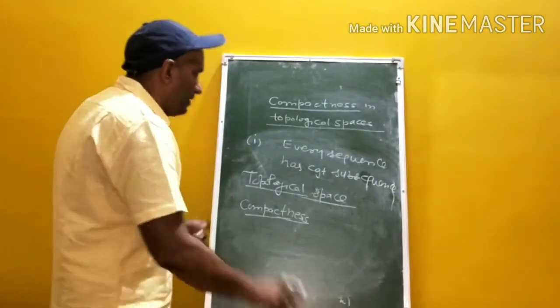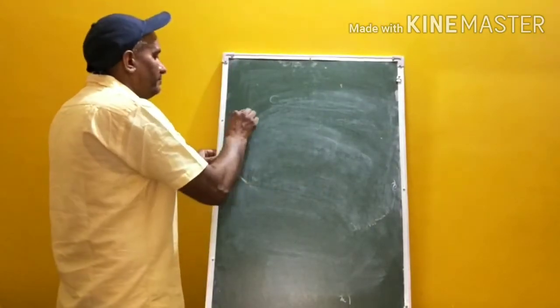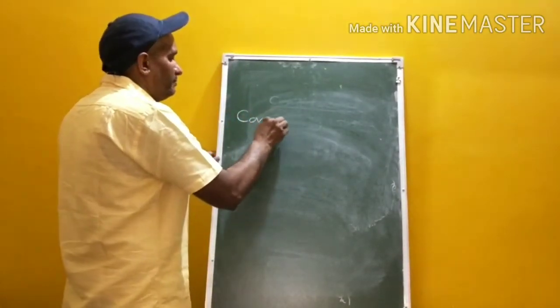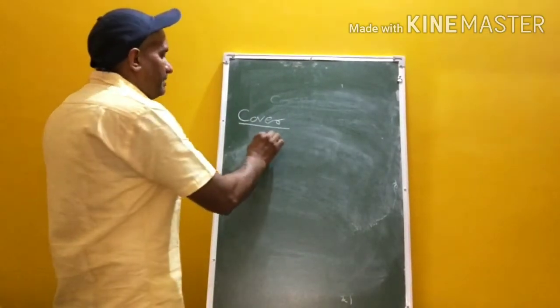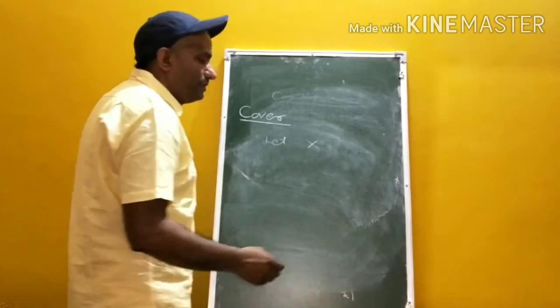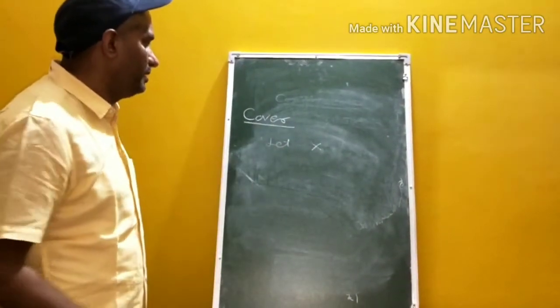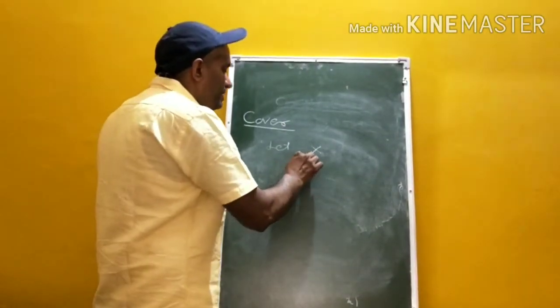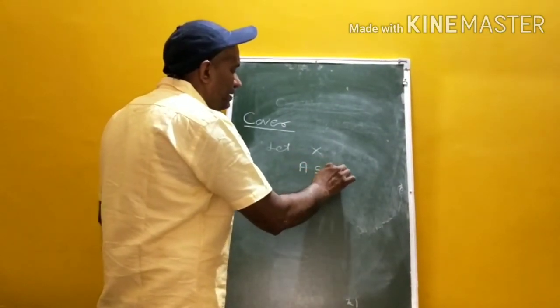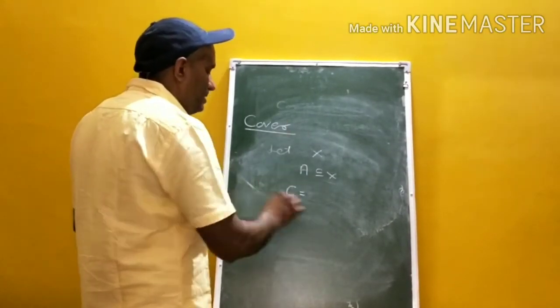Now we come to cover. We are defining on a set what a cover is. Let X be a set, A be a subset of X. Now, a collection be denoted by C.